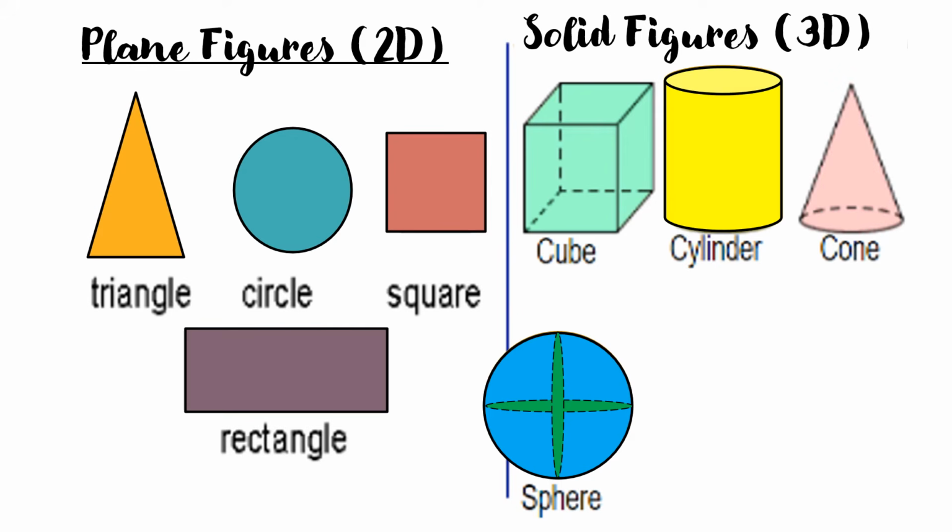Comparing plane figures with solid figures. The shapes to the left are plane figures, and the shapes to the right are solid figures. By looking at the shapes side by side, you can see the two-dimensional looks flat, and the solid figures are three-dimensional with length, width, and height.